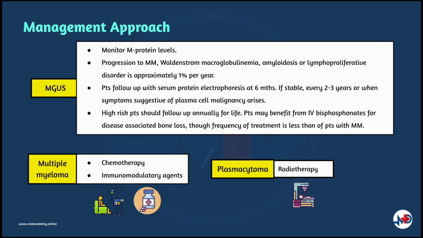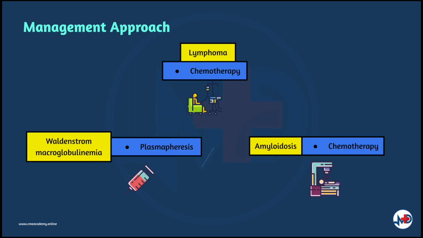High-risk patients should follow up annually for life, and some studies have shown that patients may benefit from intravenous bisphosphonates for disease-associated bone loss, though the frequency and intensity of treatment is less than in patients with multiple myeloma. Lymphoma is treated with chemotherapy, specifically for lymphoplasmacytic lymphoma, that is Waldenstrom macroglobulinemia, presenting with hyperviscosity syndrome. Plasmapheresis is a safe and well-tolerated choice of initial treatment. Amyloidosis is controlled with steroids and may require patients to undergo chemotherapy.